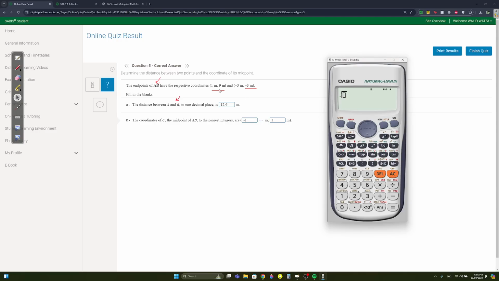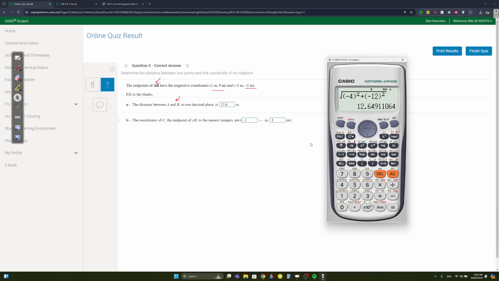They're creative, you know. Okay, we know it's x of B minus x of A squared. So minus 3 minus 1 squared is minus 4 squared. Okay, plus minus 3 minus 9 squared is minus 12 squared. So you get 12.6 to 1 decimal place.